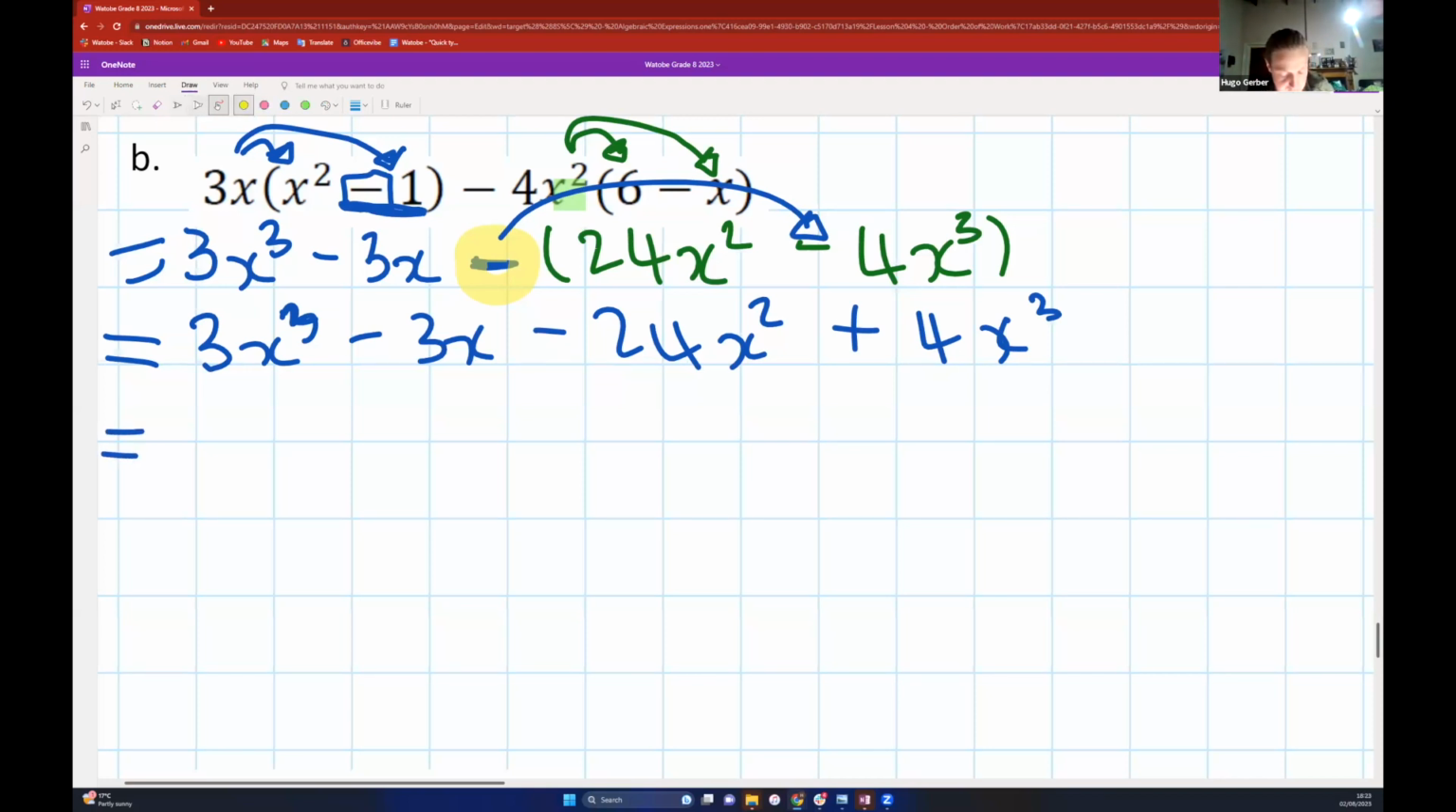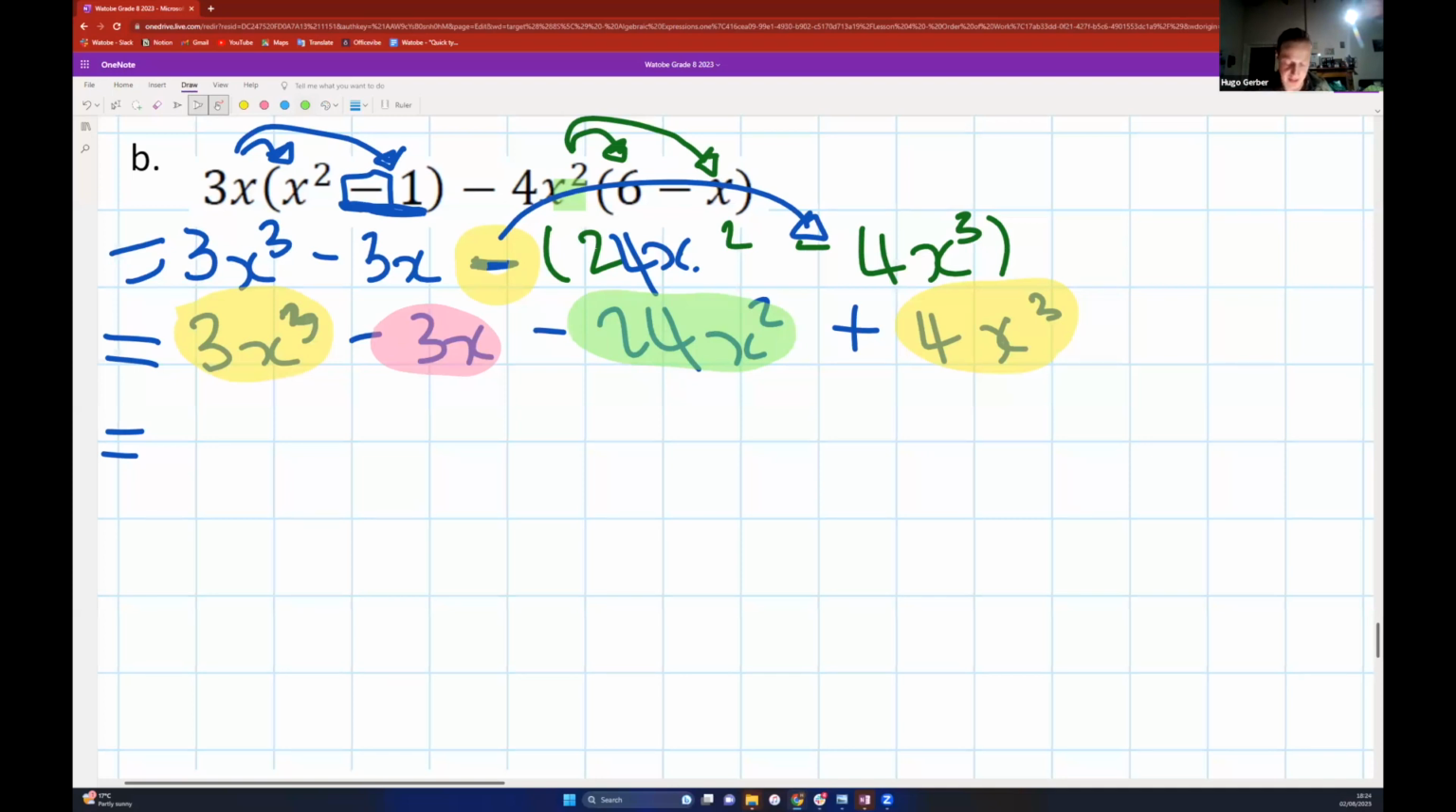If you want to, you can put another step in so that you can regroup the terms also if you feel like you need to. I'm just going to highlight them for you. I have my cubes, a 3x cubed and a 4x cubed. I have my normal x. And I have my x squared. It's supposed to be a different color. There we go. And I have my normal x.